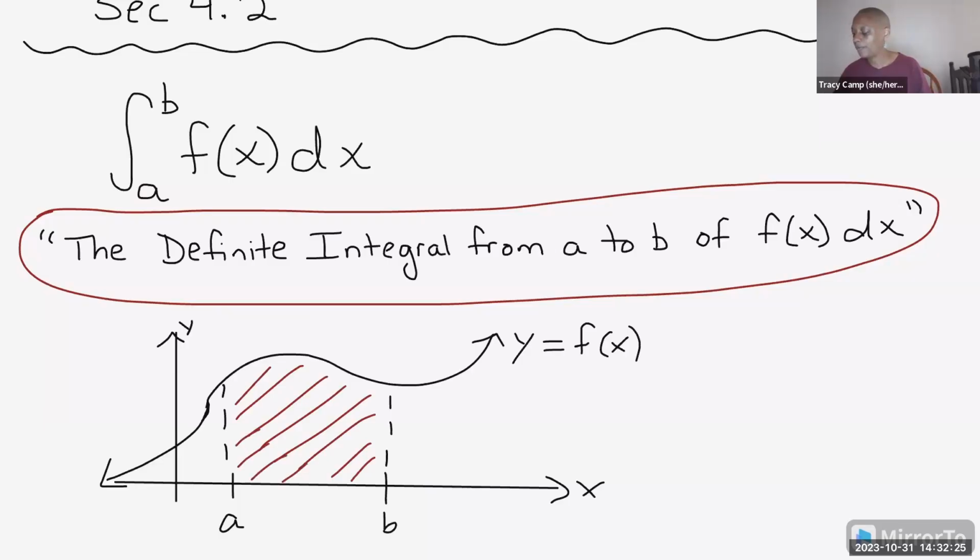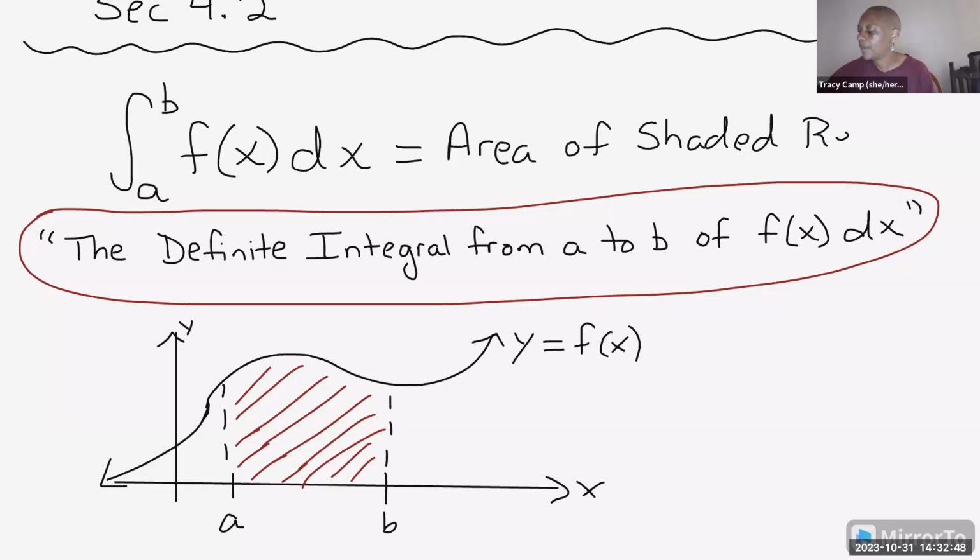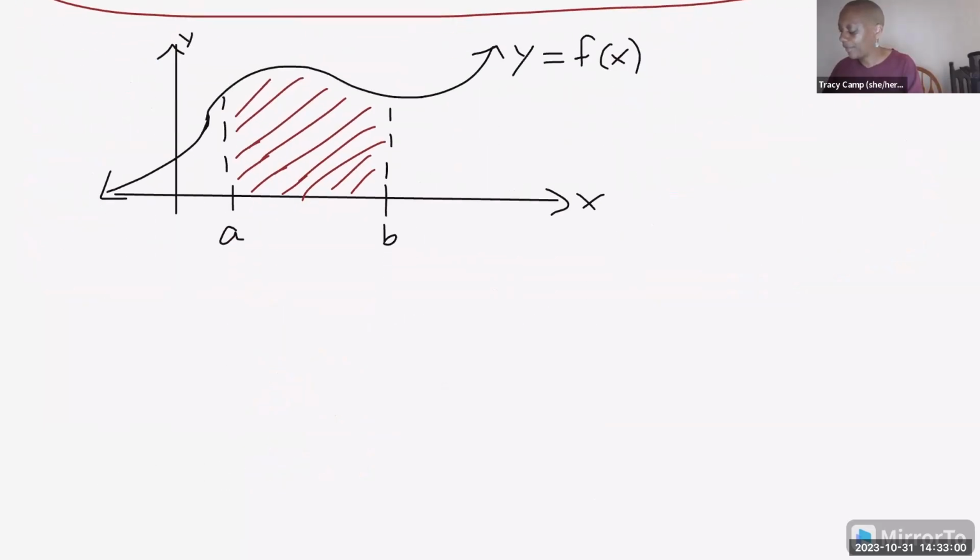So the shaded region, the area of this shaded region right here. This definite integral from a to b of f of x dx, that's the area of the shaded region. That's what that represents. You can think of the definite integral as being the area under a curve, but that's only if your curve is above the x-axis.